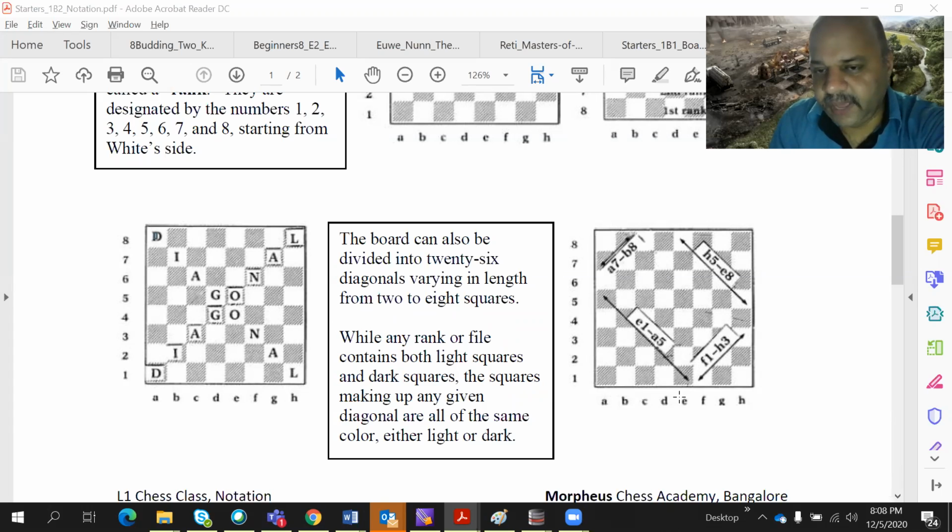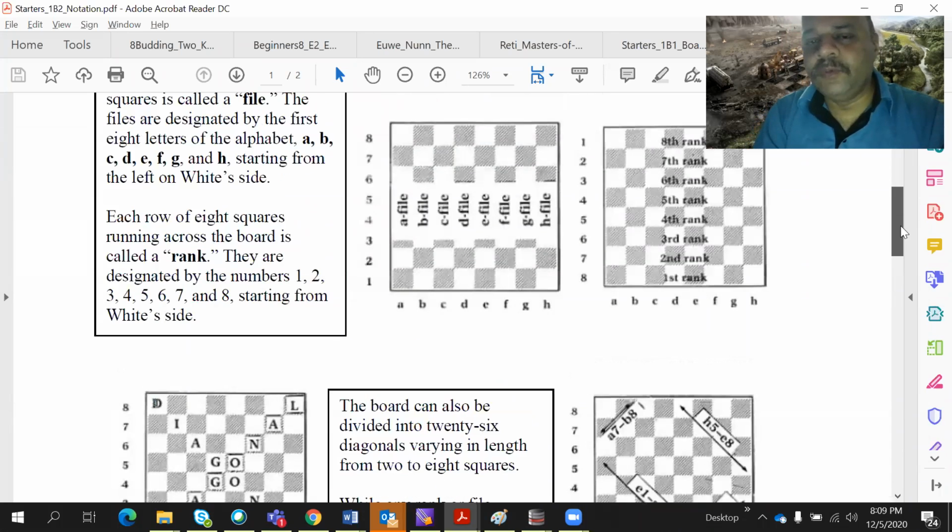So how are the diagonals named? From the starting square to the ending square. So if you look at this diagonal, it is named E1 to F1. Bishops and queens move diagonally. Exactly, you are right. We are going to come to it next, but it is important because the bishops move that way, and the queen moves, rooks move in a straight line.